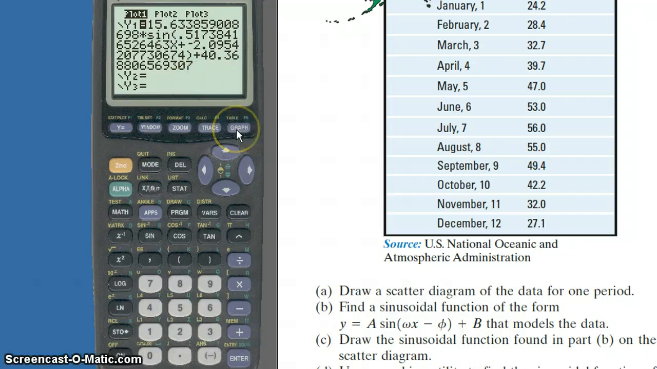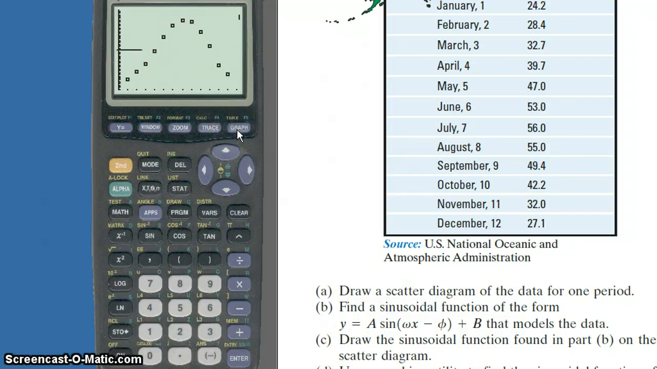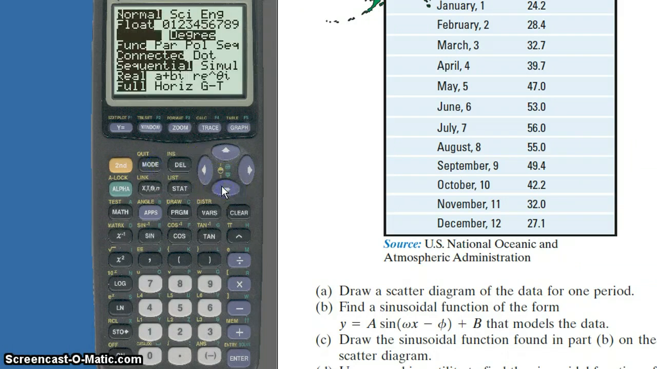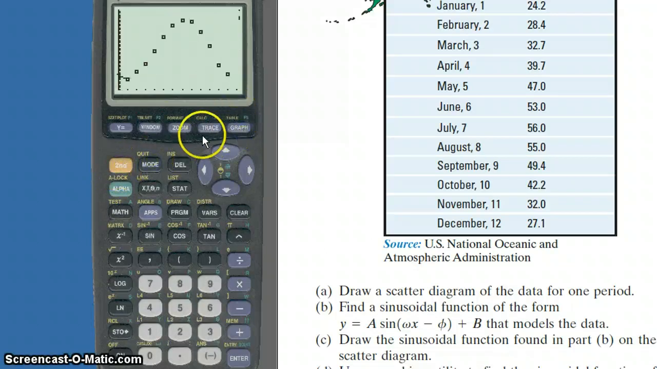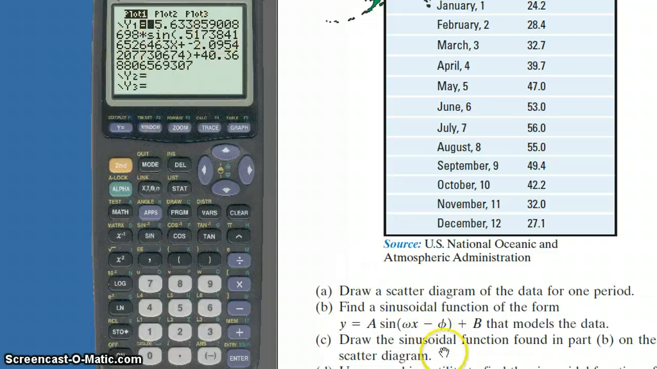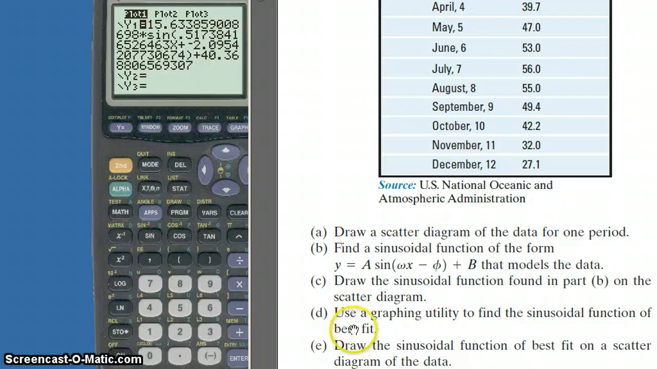Now watch what happens when you go to graph it. That looks terrible. I apologize for that, because I need to go to the mode, change the mode to radians, and quit out of there. Let's graph it one more time and watch that. Ooh, that is a nice fit. There is your sinusoidal curve, and this is the function that you would write down when you are asked to use a graphing utility to find the sinusoidal function of best fit.